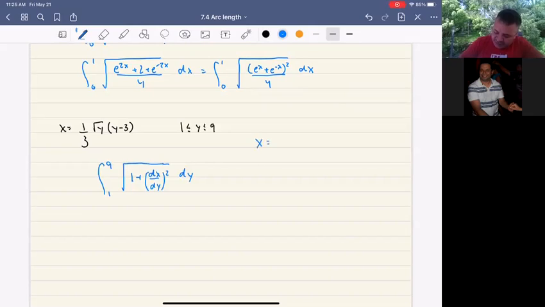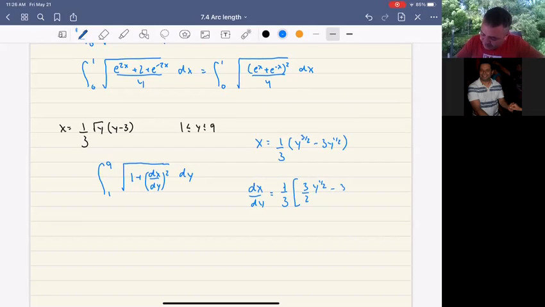So let's just set that up, make sure it's something reasonable. So x is 1/3 times y to the 3/2 minus 3y to the 1/2. I haven't taken the derivative yet. I'm about to do that now. dx dy is 1/3 times 3/2 y to the 1/2 minus 3/2 y to the negative 1/2.